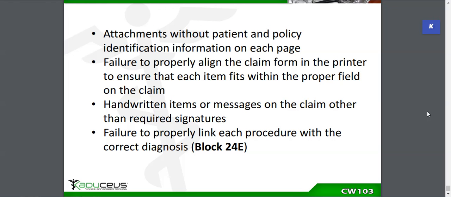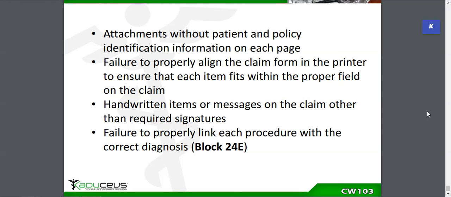So everything that you're going to send to the insurance company, you don't have to worry about putting all of that information on a CMS 1500, but a report, any medical documentation, a SOAP note, you have to put the patient's first, last name, date of birth, and insurance ID.